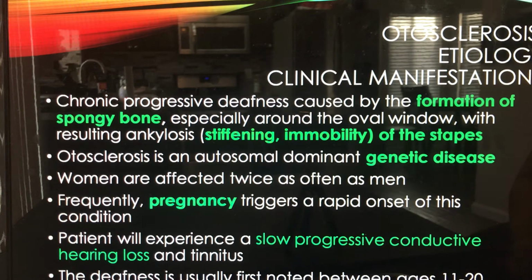So otosclerosis is a genetic disease. Women are affected twice as often as men, and frequently pregnancy triggers a rapid onset of this condition. So the patient will experience a slow, progressive, conductive hearing loss and tinnitus. And the deafness is usually first noted between ages 11 and 20.